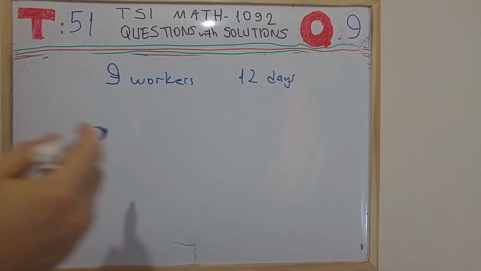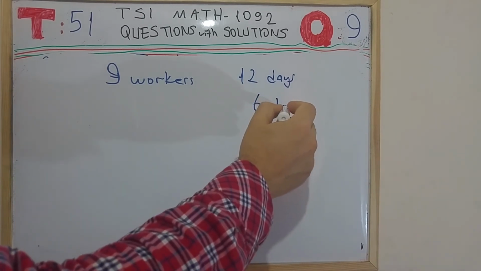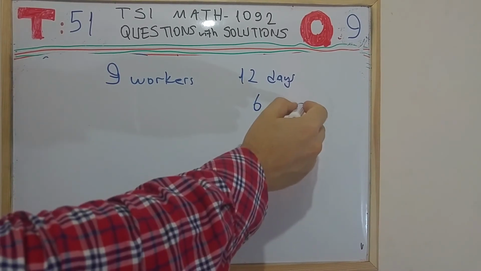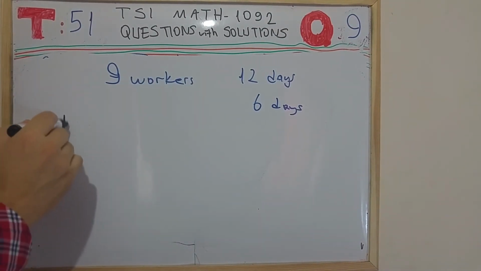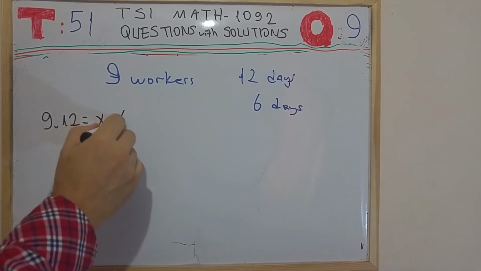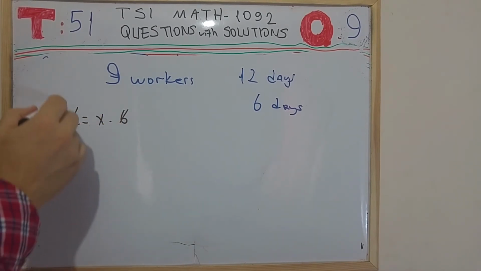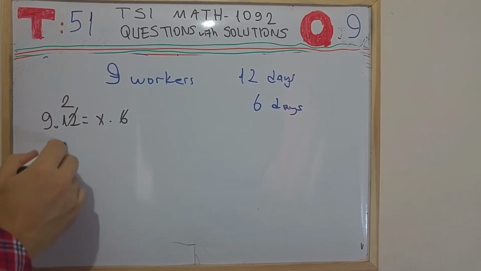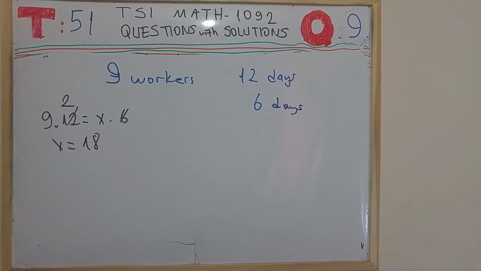9 workers finish a job in 12 days. If we need to finish the job in 6 days, how many workers would it take? So this job would take 9 times 12 work days, which must be equal to the number of workers times 6 days. When I simplify 6 by 12, this is going to be 2, so x is equal to 2 times 9, which is equal to 18 workers we need.